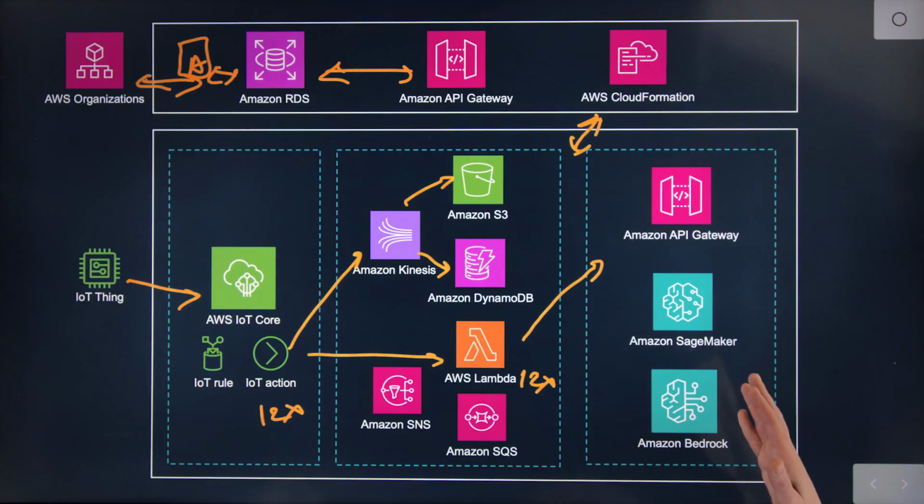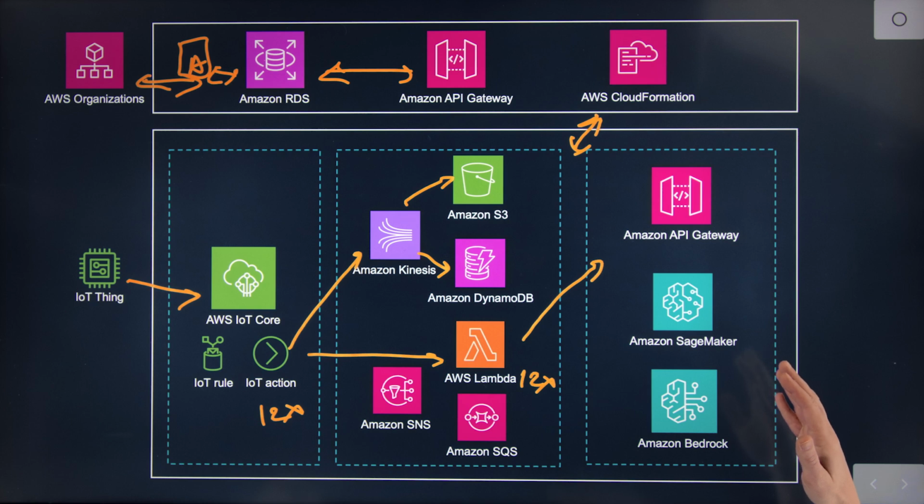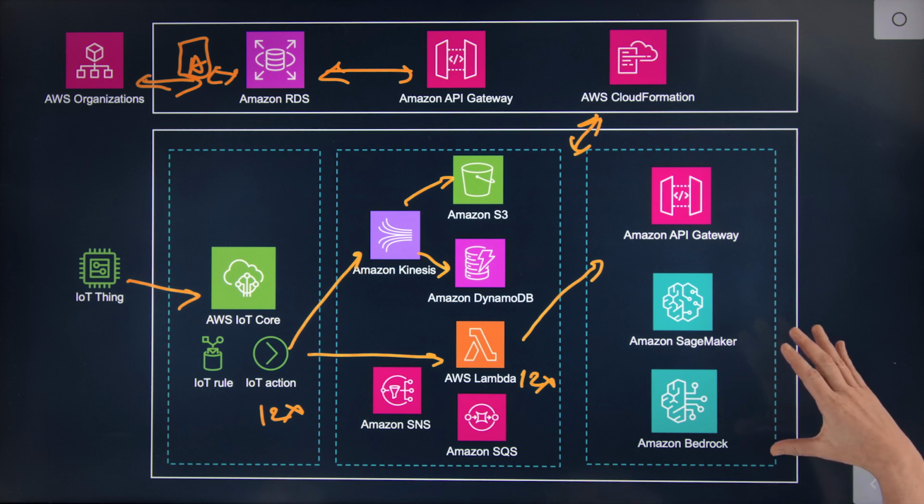Excellent. So that Lambda is making a decision of whether it's going to send it into a queue, or whether it actually has to send a notification. So now at the application layer, I see some of my favorite services here. Tell me a little bit about what the OEMs are looking for when they're embedding AI and machine learning into their devices.